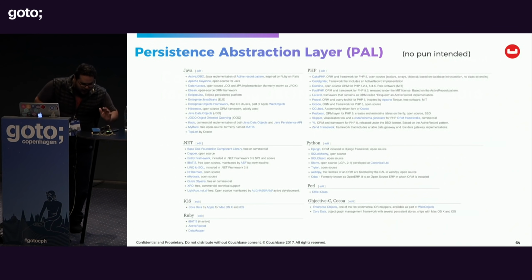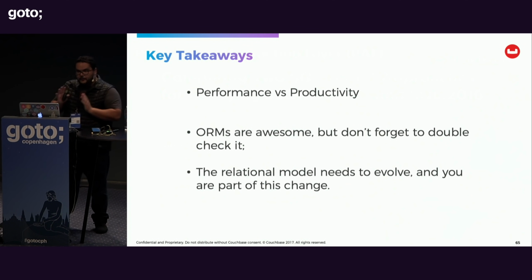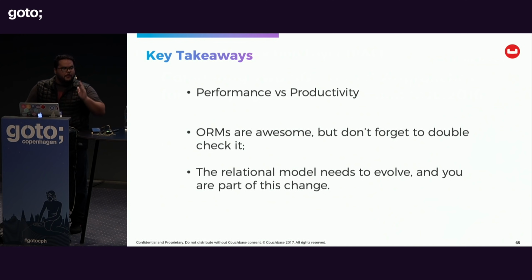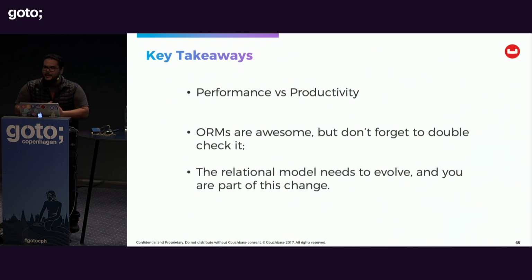I do think that this is something we have to fix in the next few years. I am almost done here. Some key takeaways for you. First, it's okay to trade off performance for productivity, as long as you are getting productivity back. ORMs are awesome. It's hard to think of any application nowadays that doesn't use an ORM. But as developers, we still have to double-check everything that's being generated, because quite often the reason they are slow is that you are not aware of what's going on under the hood, and then you get unexpected behavior and everything gets super slow.